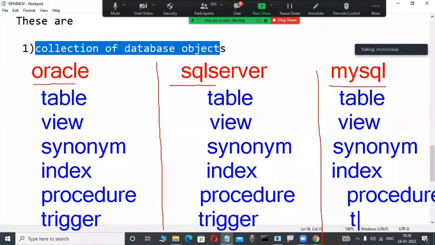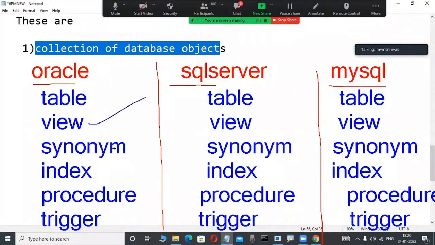Here also trigger. That's why relational databases, relational data model products contain three components. The first component is what? Collection of objects. Objects means table, views, procedure, function, triggers, packages, so many things are there. But unfortunately, for a first time newcomer, what is the purpose? If you have an idea, that is enough.